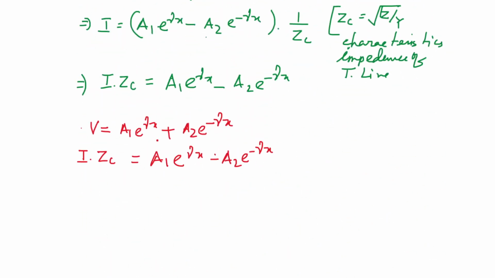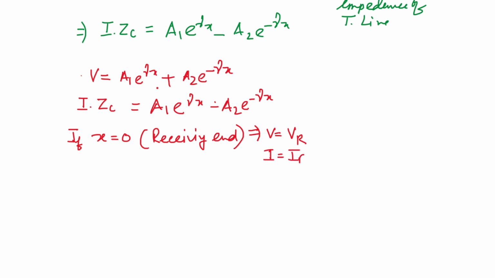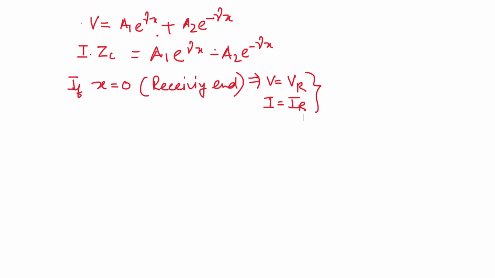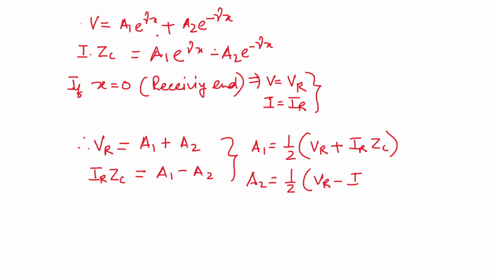Now from these two equations we can write, if x is equal to 0, what does it mean? At the receiving end, V is equal to VR and I is equal to IR. So let me substitute. V equal to VR will be equal to A1 plus A2, and IR into ZC will be equal to A1 minus A2. If you solve these two, A1 will be half of VR plus IR ZC, and A2 will be half of VR minus IR ZC.